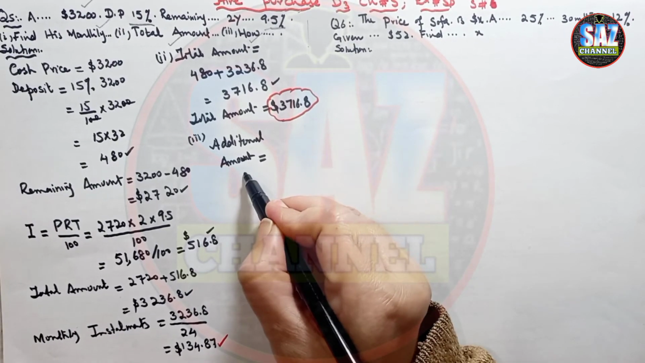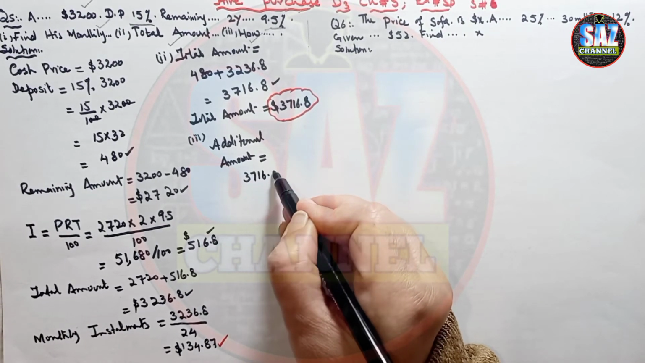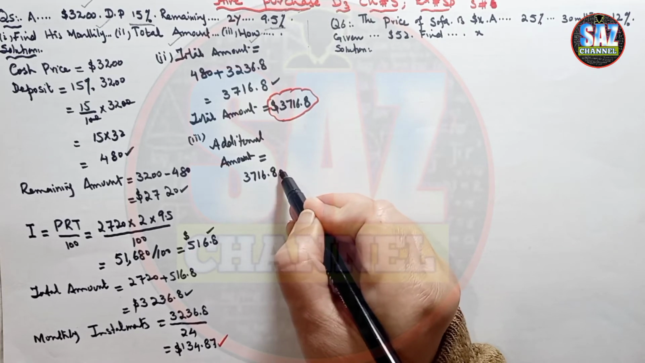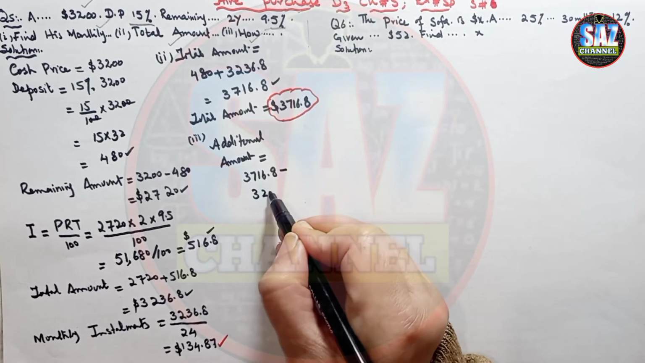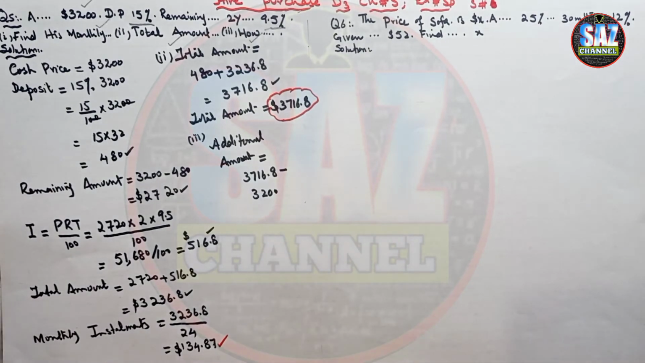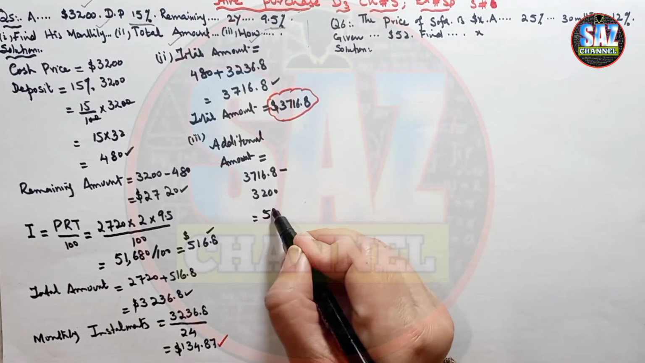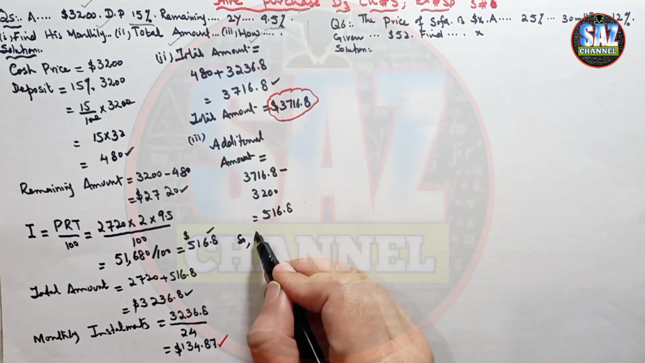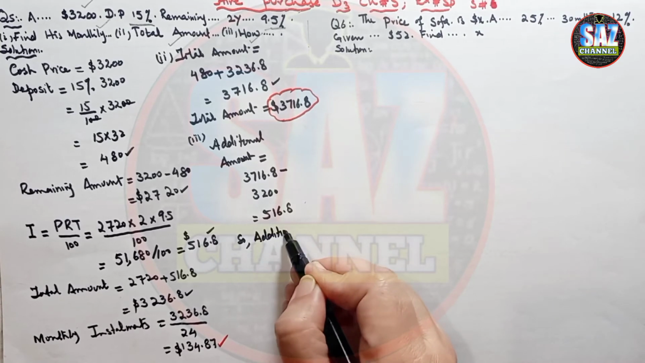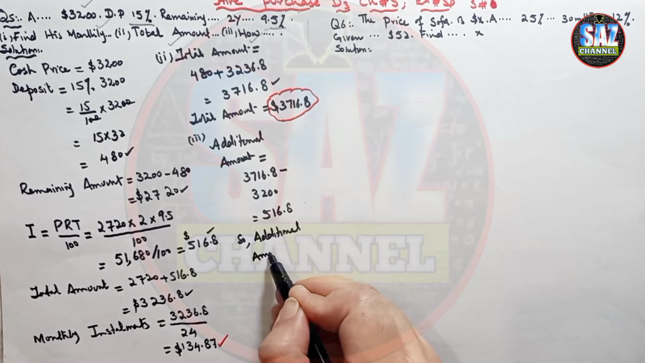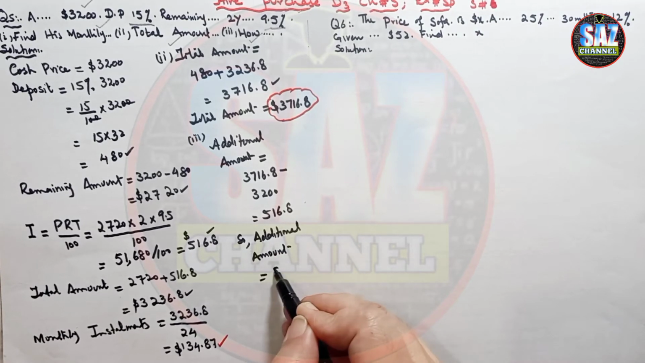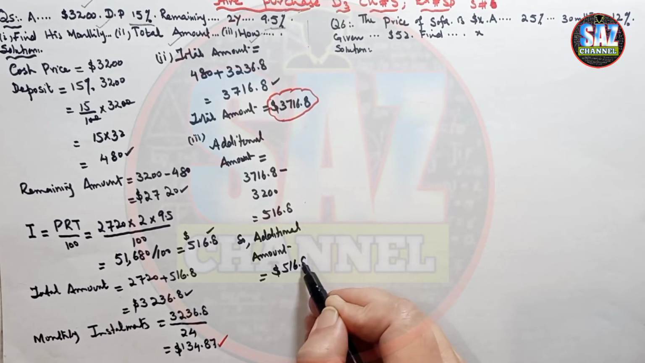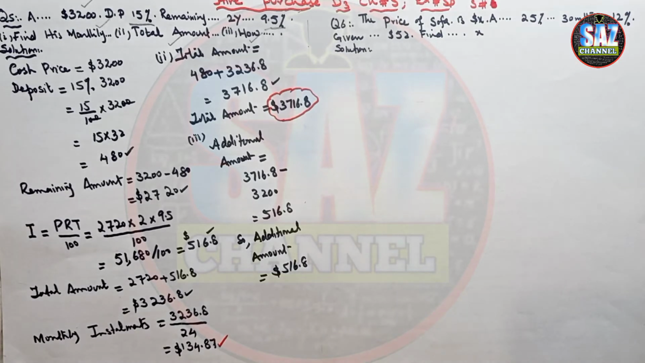your hire purchase price, 3716.8, and then I have to take away 3200. Okay, so 3716.8 minus 3200, this is 516.8, the additional amount. So the additional amount equals $516.8, which is actually your interest as well.